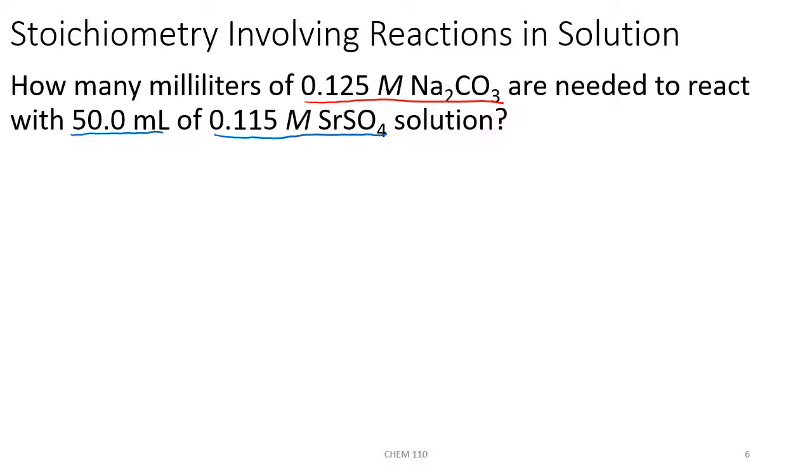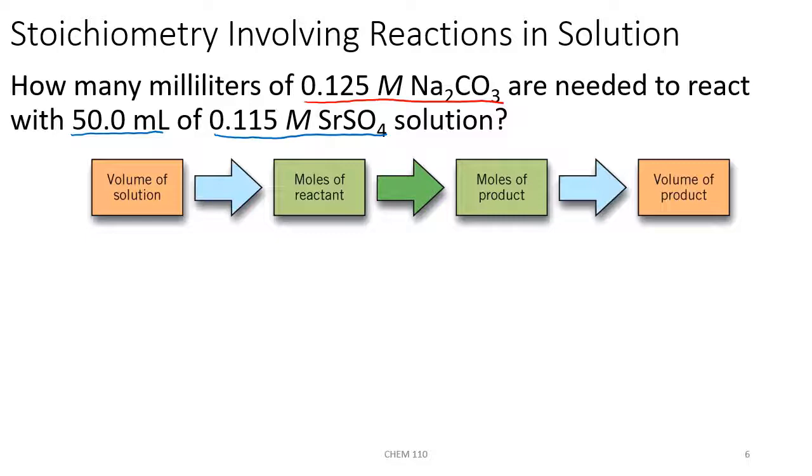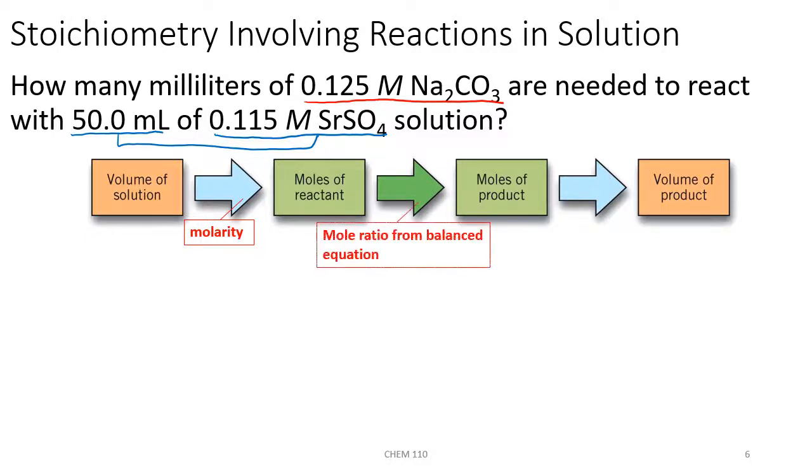Our plan of attack to solve this is that we're going to need to start with the volume of our solution and convert to moles of one of our reactants by using the volume and the molarity together. So we're going to have to start with our strontium sulfate, because that's the one that we know the volume and the concentration of. Then we can convert from moles of our reactant to moles of our other reactant, sodium carbonate. And we're going to have to write a balanced equation to look at what the mole ratio is. And then lastly, we can use the molarity of our sodium carbonate in order to convert back to the volume of the sodium carbonate.